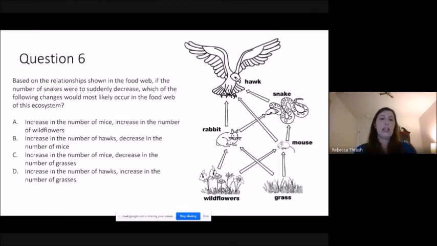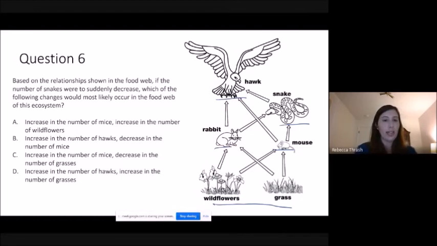Question 6. Based on the relationship shown in the food web, if the number of snakes were to suddenly decrease, which of the following changes would most likely occur in the food web of this ecosystem? So let's take a look at that food web first. We've got two producers, wildflowers and grass, two types of primary consumers, the rabbit and the mouse. We've got a secondary consumer, the snake, and then we've got our tertiary consumer, the hawk.